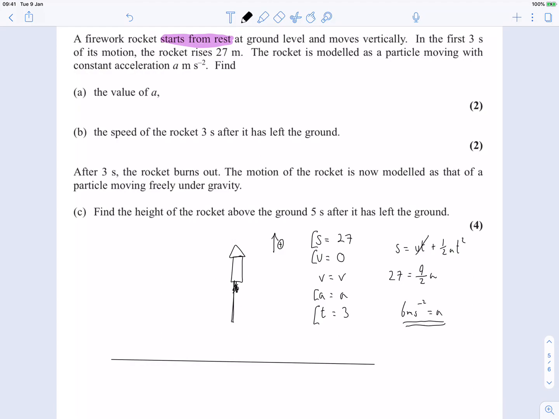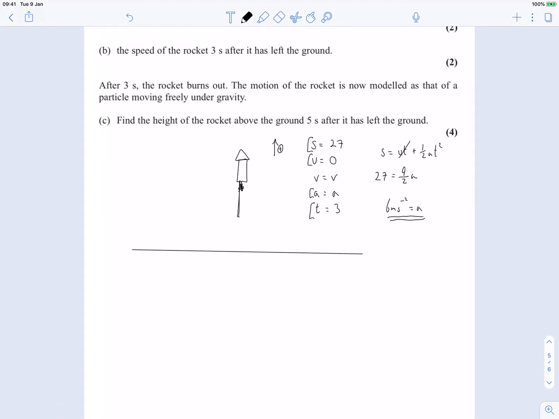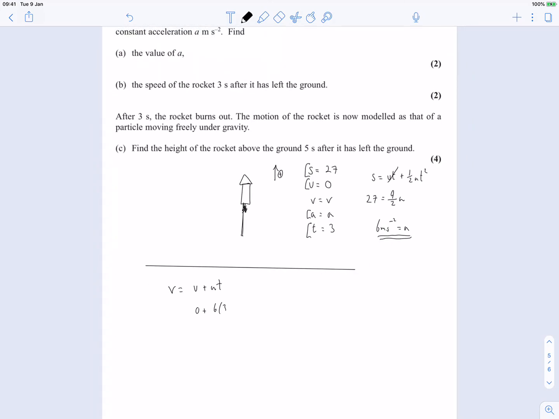Next, the speed of the rocket 3 seconds after it's left the ground. Well, that's also quite easy because V equals U plus AT. I know what U is, that's 0. I know what A is now, that's 6. And I know what the time is, it's 3. So V is 6 times 3 plus 0, so that's 18 meters per second.